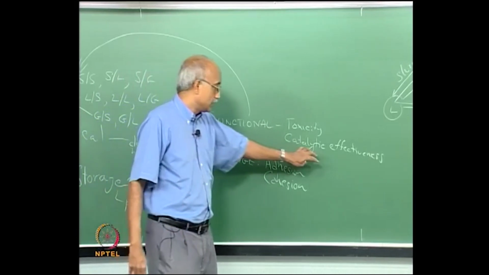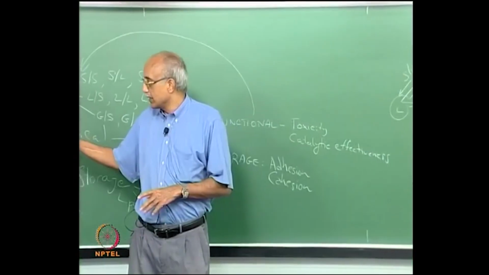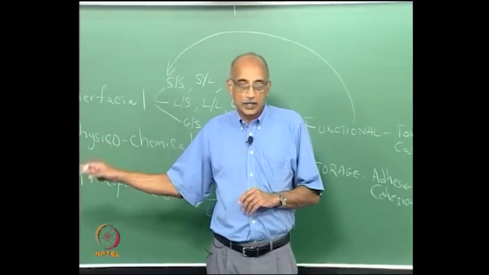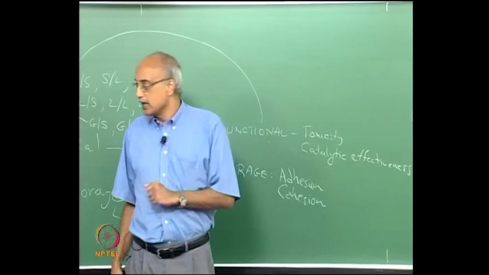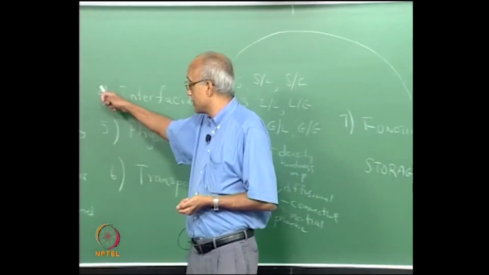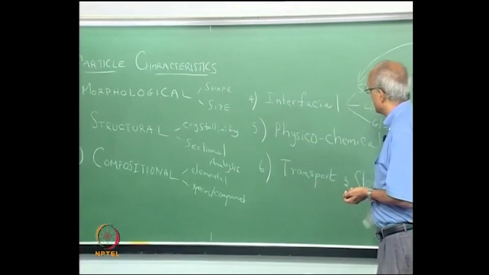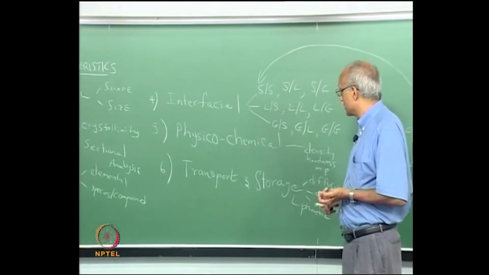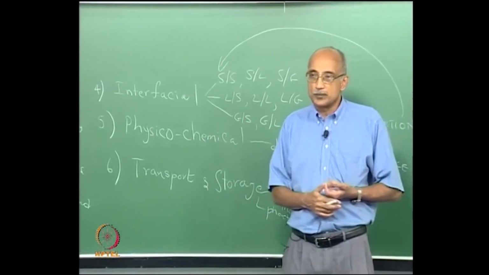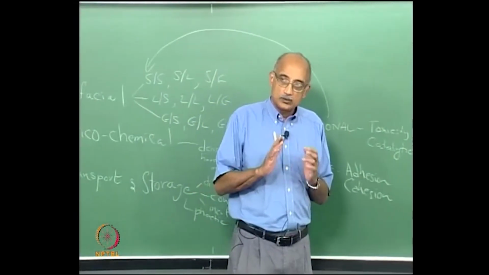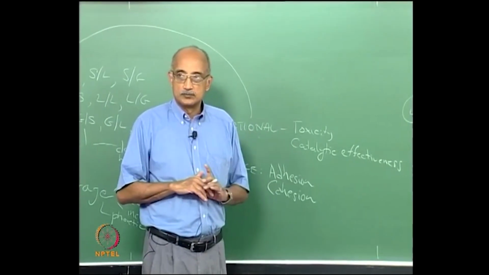You have to link this characteristic to fundamental characteristics of the particle. For example, the catalytic effectiveness will probably have a very direct link to its morphological properties, to its crystal structure, to its composition, certainly the interfacial properties, chemical properties, maybe not so much the transport properties. So you have to clearly delineate what is the link between all these characteristics that we are talking about.